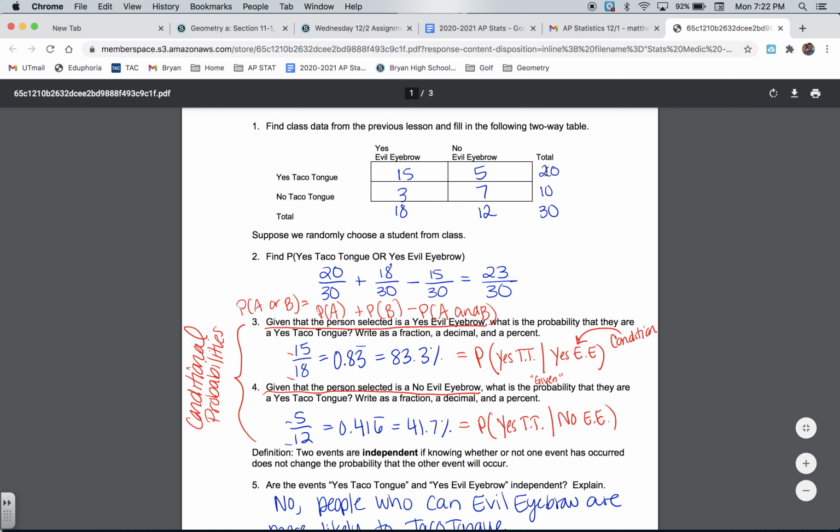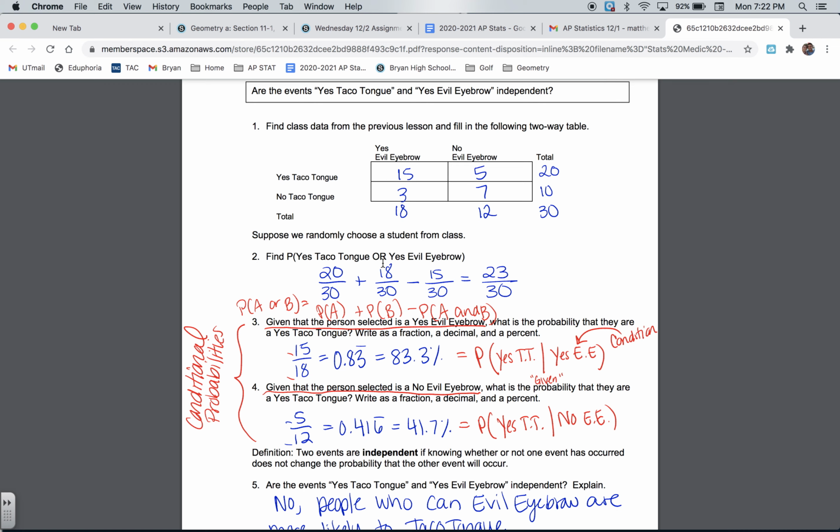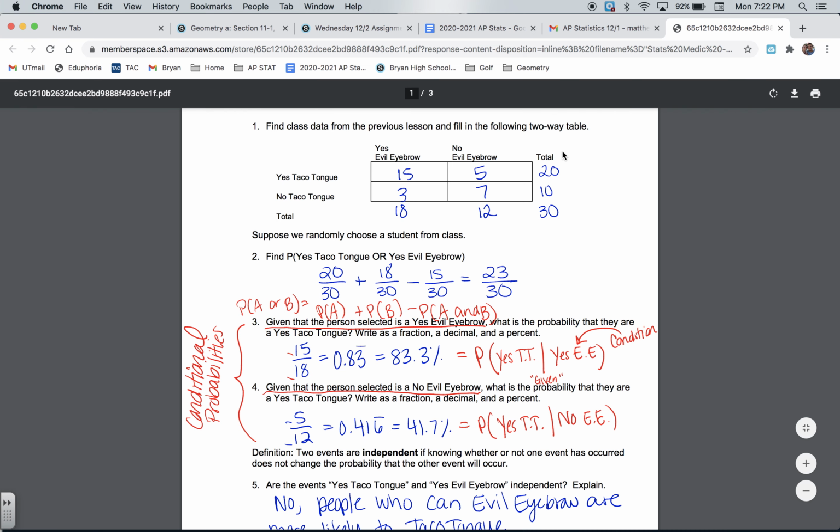So there's 20 taco tongues, 18 evil eyebrows. So you got 20 over 30 plus 18 over 30. But you've got like the Venn diagram, there's some overlap, and that overlap is that 15. So you have to subtract 15 from those other two, and you get a total of 23 over 30. So that is like an or statement. An or, like a U, is a union, so everything's combined. All the evil eyebrows, all the taco tongues, everybody combined. Basically, these 7 people are the ones not in it.